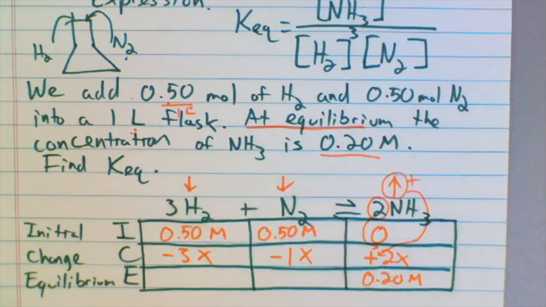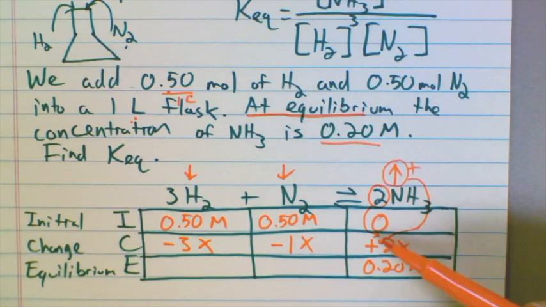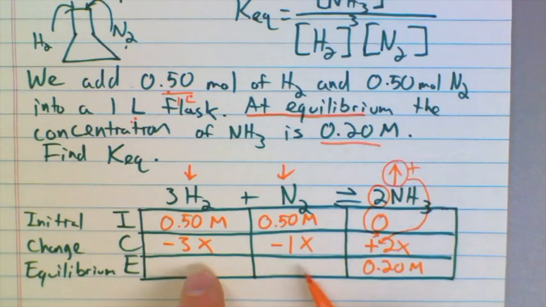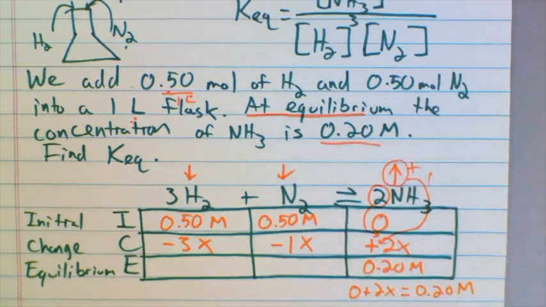Minus 3x. So now check this out. We have all of the information for one of these to figure out what x is. And then because we just have one unknown in these, once we figure out what x is, we can figure out their equilibrium concentrations. So here we initially have 0. We add to it 2x, and that gives us 0.20 molarity. So now we just have to solve for x.